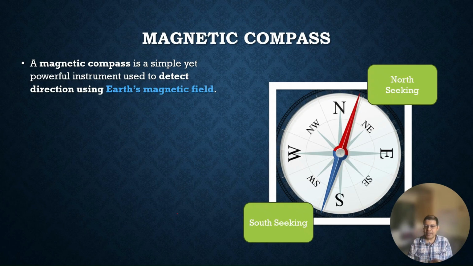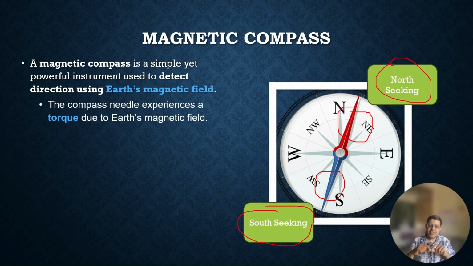Almost the red part of the needle is actually the north seeking, and the blue of the needle is the south seeking. Okay, so the magnetic compass aligns itself along the Earth's invisible magnetic field. We will see that also. First, let us understand only about the magnetic compass. Okay, so based on the Earth's magnetic field, the magnetic needle deflects.